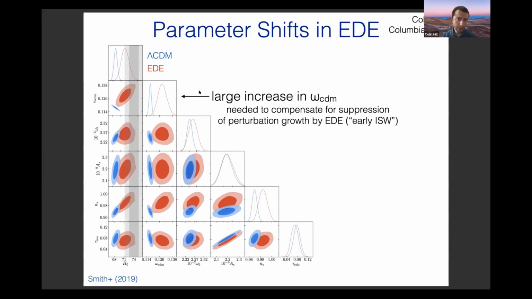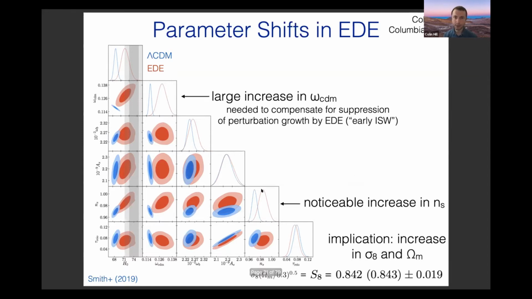So in particular, if you look at the posteriors here from a fit to effectively Planck and a few other data sets, you can see there's a large increase in the cold dark matter density that's needed in this EDE scenario. And that's basically just needed to compensate for the early ISW effect that's introduced by this early dark energy.